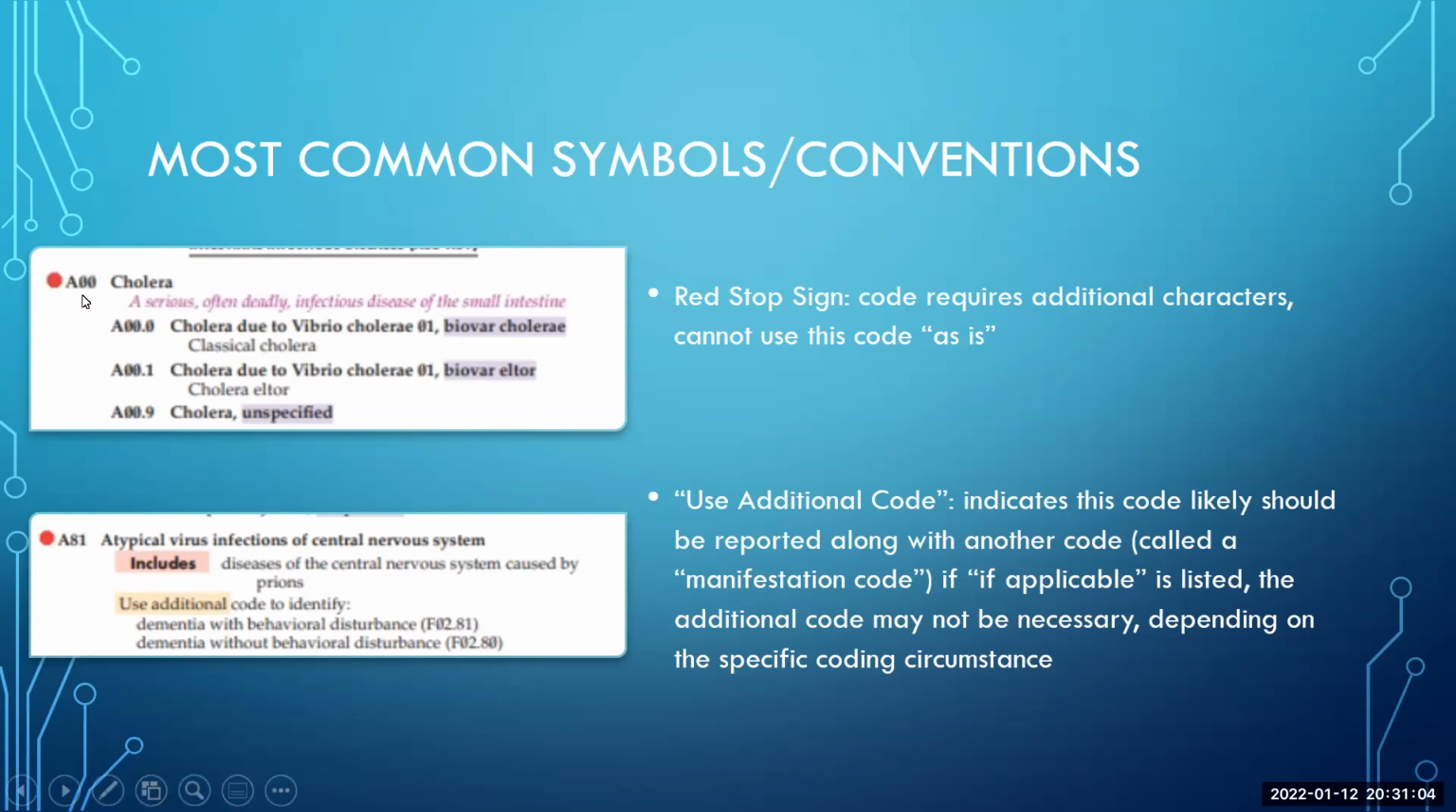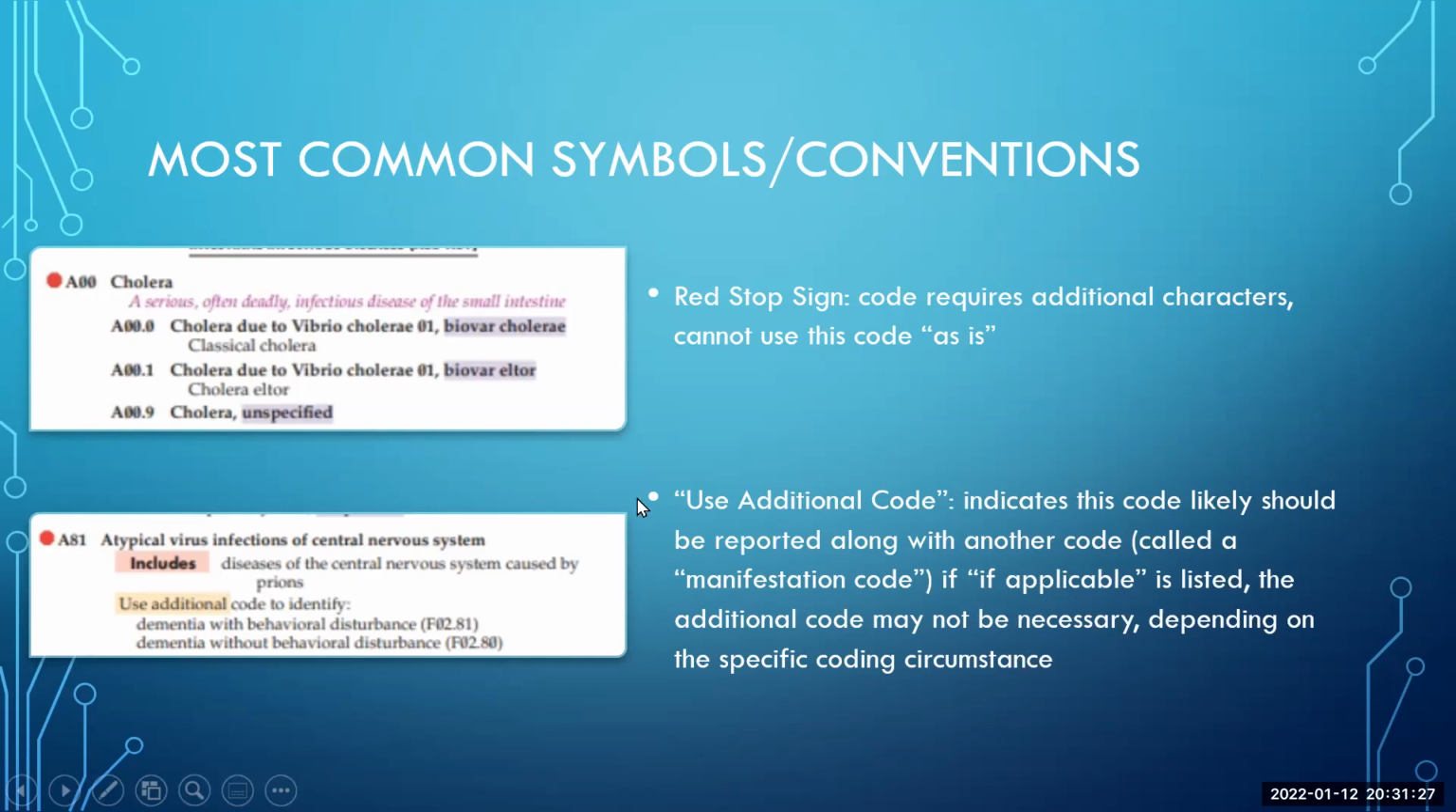So this is basically just like the top of the category. So you would only be able to use these indented codes underneath because they do not have a red stop sign next to them. So this is saying the A00 is the general code, and then the more specific codes are underneath. So you can select one of those.